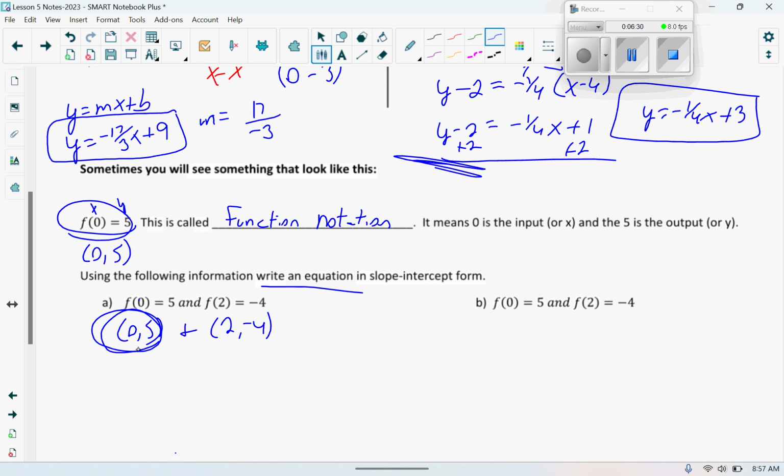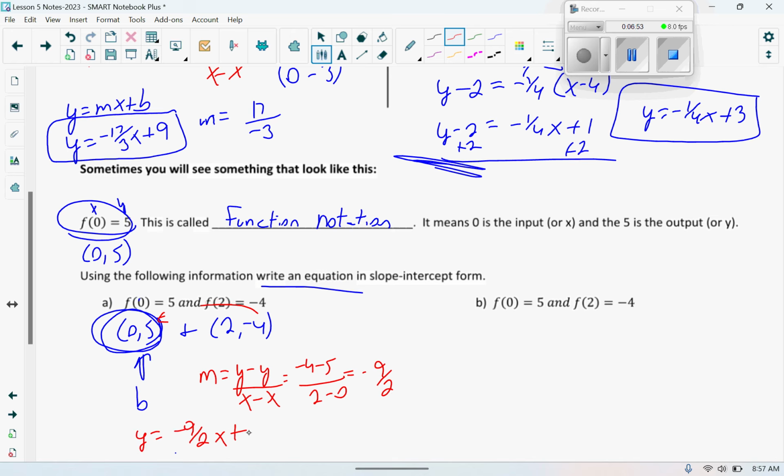Also, this one's really nice. Look at that. You have your b there. So all I need to figure out is my slope. So m equals y minus y over x minus x. Let's see, negative 4 minus 5 over 2 minus 0. So I have negative 9/2. And so my final answer is negative 9/2 x plus 5. Okay, b, I need to fix b. That's the same. Okay, that is it, guys.